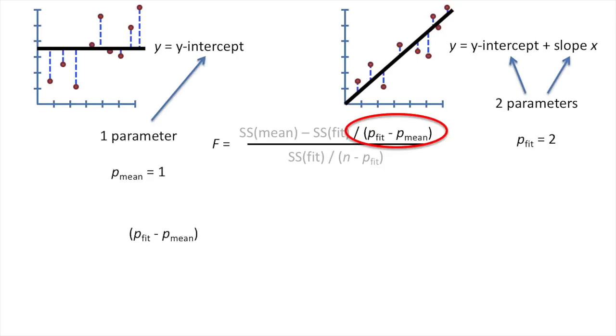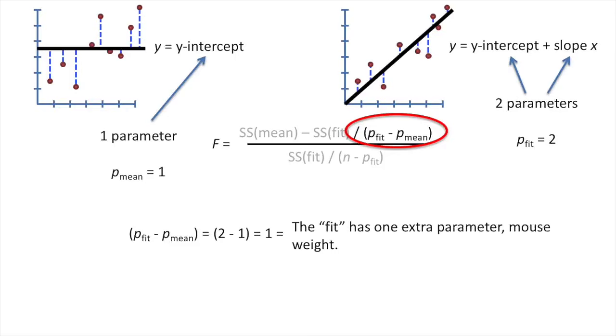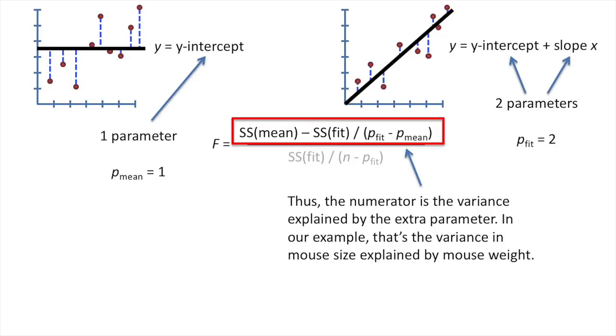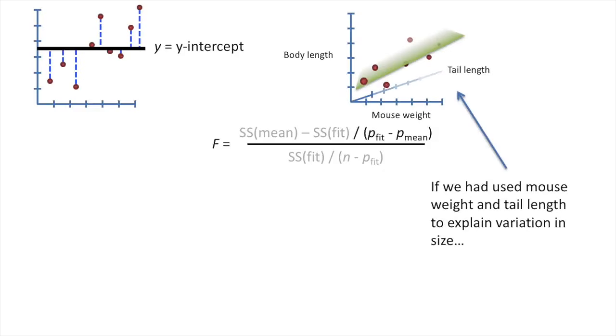In this example, Pfit minus Pmean equals 2 minus 1, which equals 1. The Pfit has one extra parameter, mouse weight. Thus, the numerator is the variance explained by the extra parameter. In our example, that's the variance in mouse size explained by mouse weight.